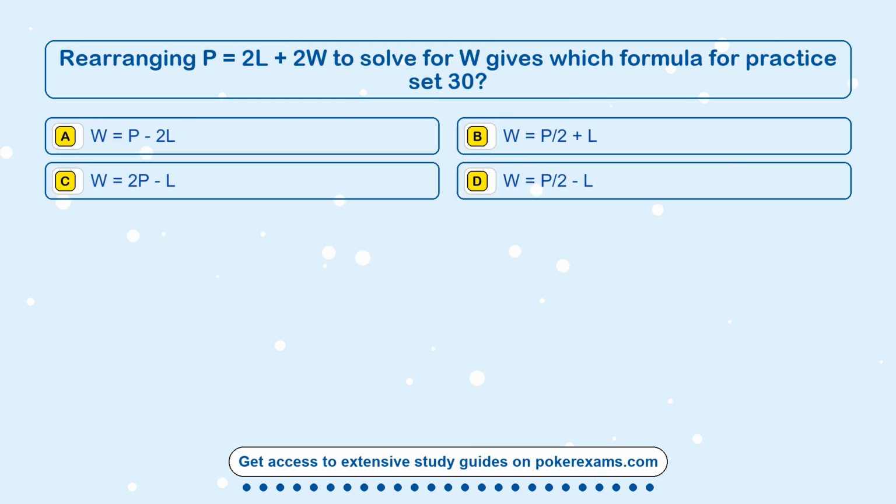Question 11. Rearranging P equals 2L plus 2W to solve for W gives which formula for practice set 30? Option A, W equals P minus 2L. Option B, W equals P/2 plus L. Option C, W equals 2P minus L. Option D, W equals P/2 minus L.